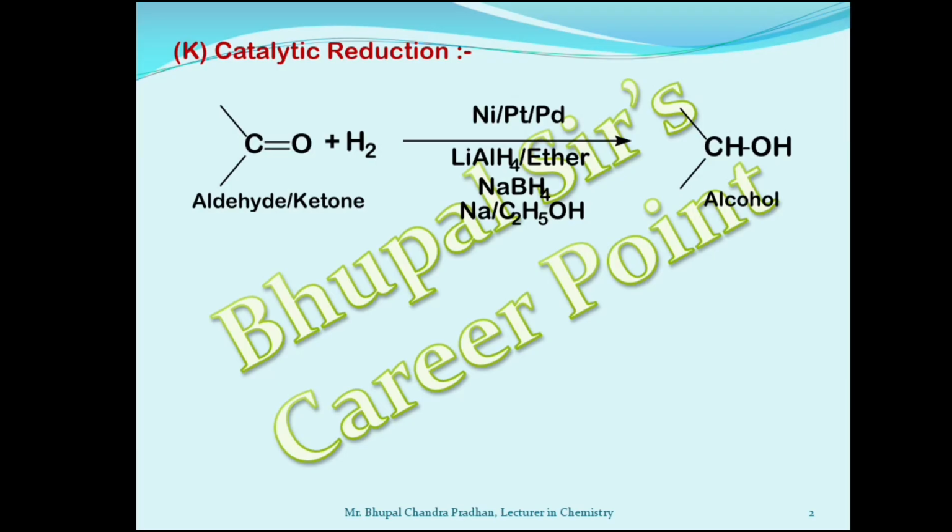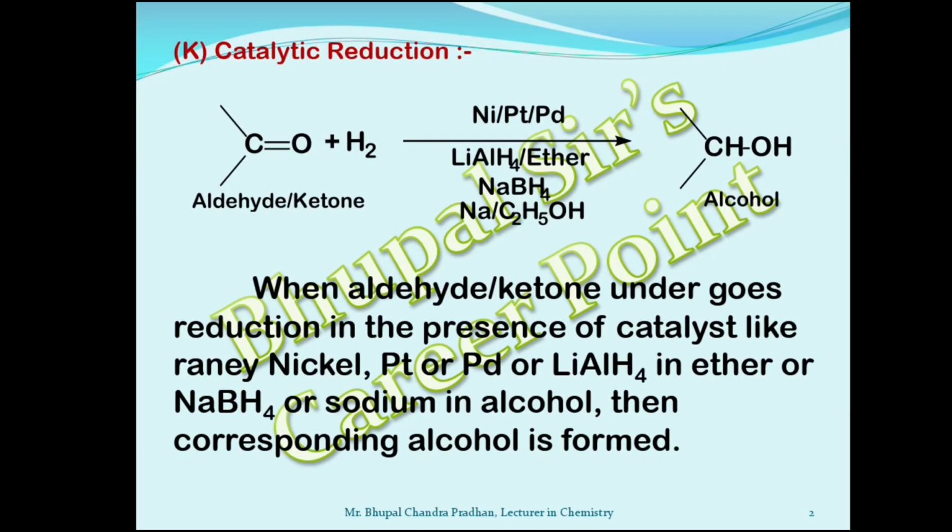Aldehyde or ketone undergoes reduction in the presence of catalyst like Raney nickel, platinum or palladium, lithium aluminum hydride in ether, or sodium borohydride, or sodium in alcohol. Then what happens? The pi bond between carbon and oxygen of the carbonyl group undergoes reduction. The pi bond breaks down and two H's are added to carbonyl carbon and carbonyl oxygen respectively to give the corresponding alcohol.